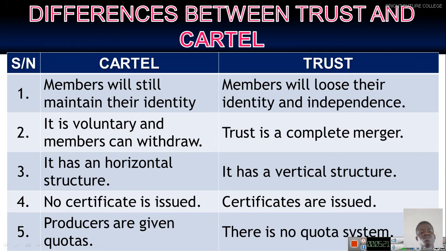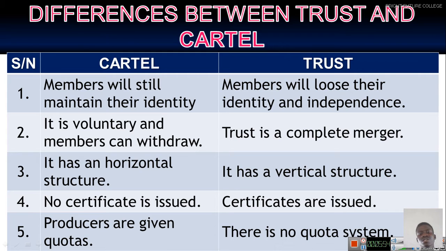3, a cartel is horizontal in structure. What do we mean by something being horizontal? It means that it runs from left to right, meaning that all the members of a cartel are seen at the same level. They produce the same products and they also have the same hierarchy. They have the same order of importance. Under a cartel, all the members are at the same level.